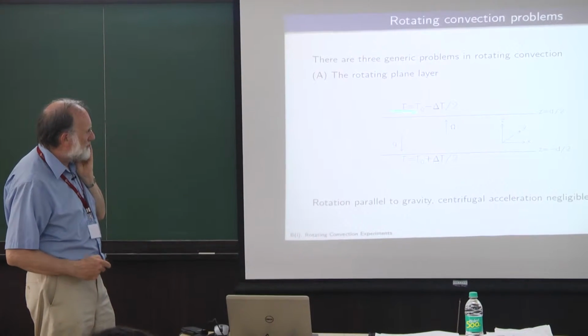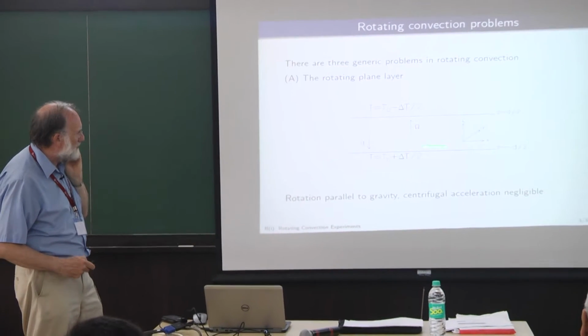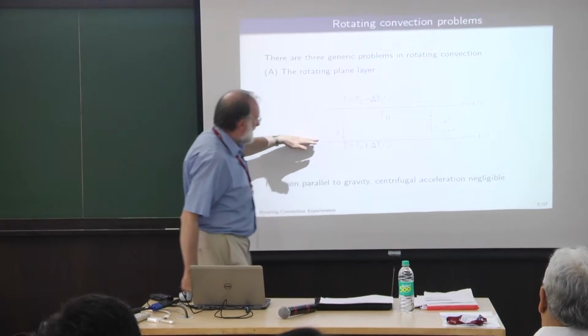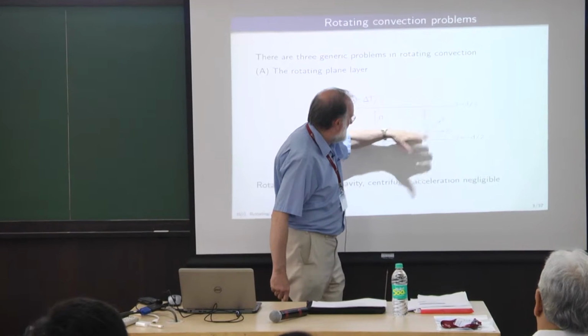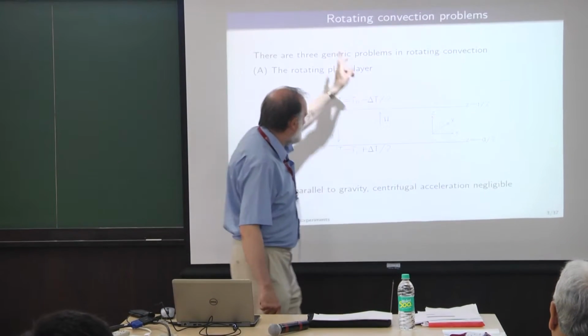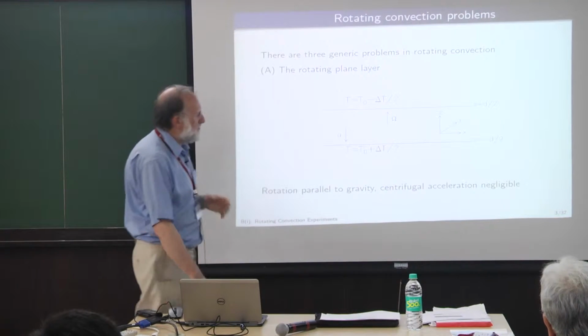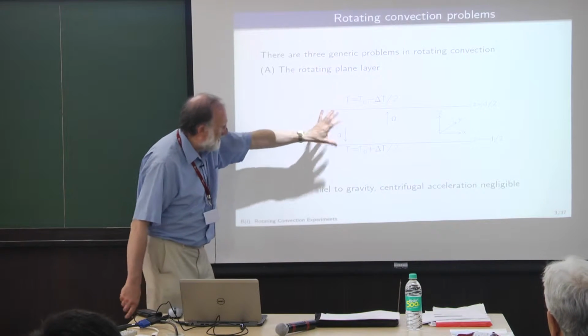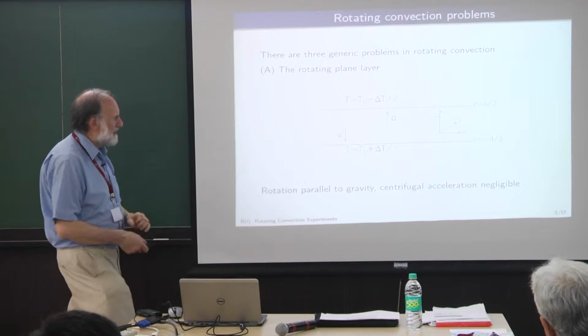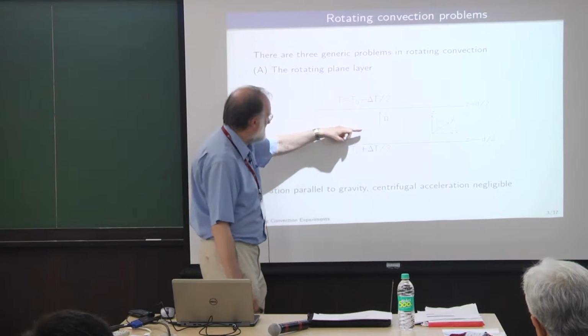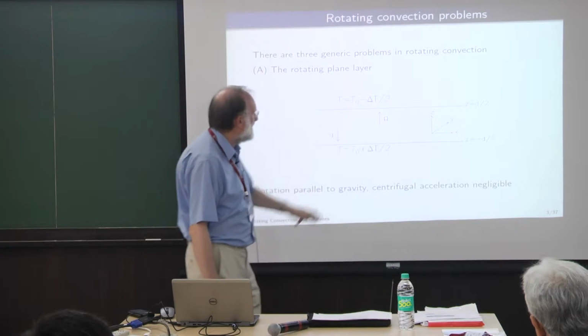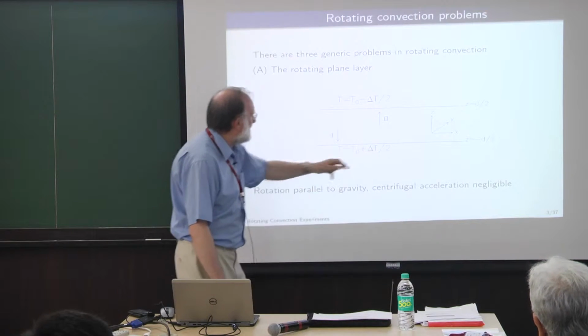The first one is the Chandrasekhar problem: you've just got a plane layer of fluid, two parallel plates, gravity is downwards, the rotation is upwards. This would correspond to what's happening near the pole of a planet, not near the equator, because near the equator the gravity is perpendicular to omega, but near the pole they're parallel.